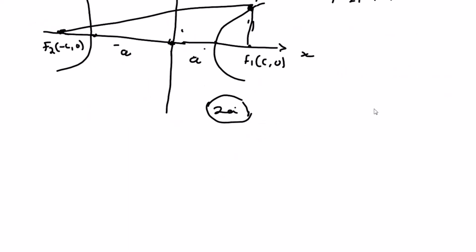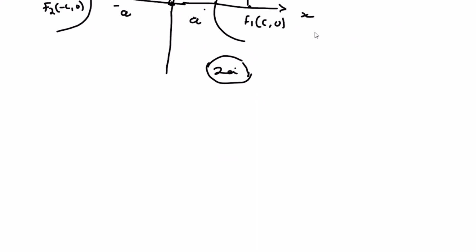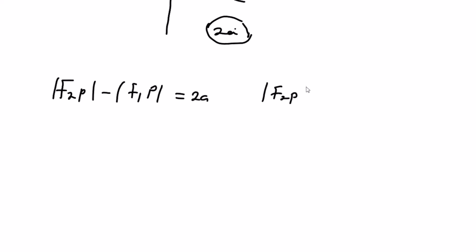So let's see how it's going to be. Now we have our equation in the form, our definition: f2P minus f1P being equal to what? 2a. Now from the diagram, our f2P will be equal to what? The root of, now let's look at it.